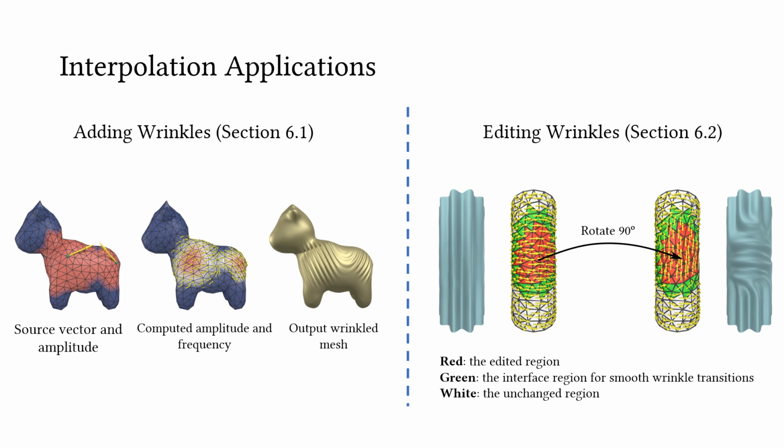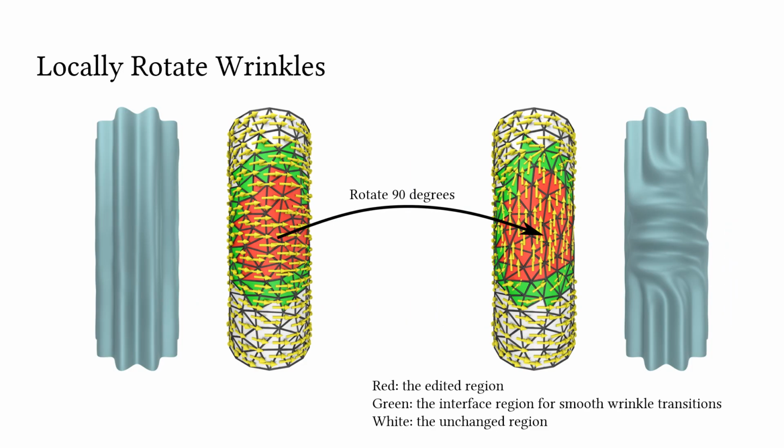Users can add wrinkles to surfaces by specifying a few guide vectors and amplitudes. They can also edit wrinkle patterns by specifying local changes in wrinkle orientation, amplitude, or frequency. In this first example, we show the interpolation of wrinkles on a cylinder, where the initial wrinkles are regular circumference patterns, and the final wrinkles are obtained by rotating wrinkles on a local patch, marked in red, by 90 degrees.